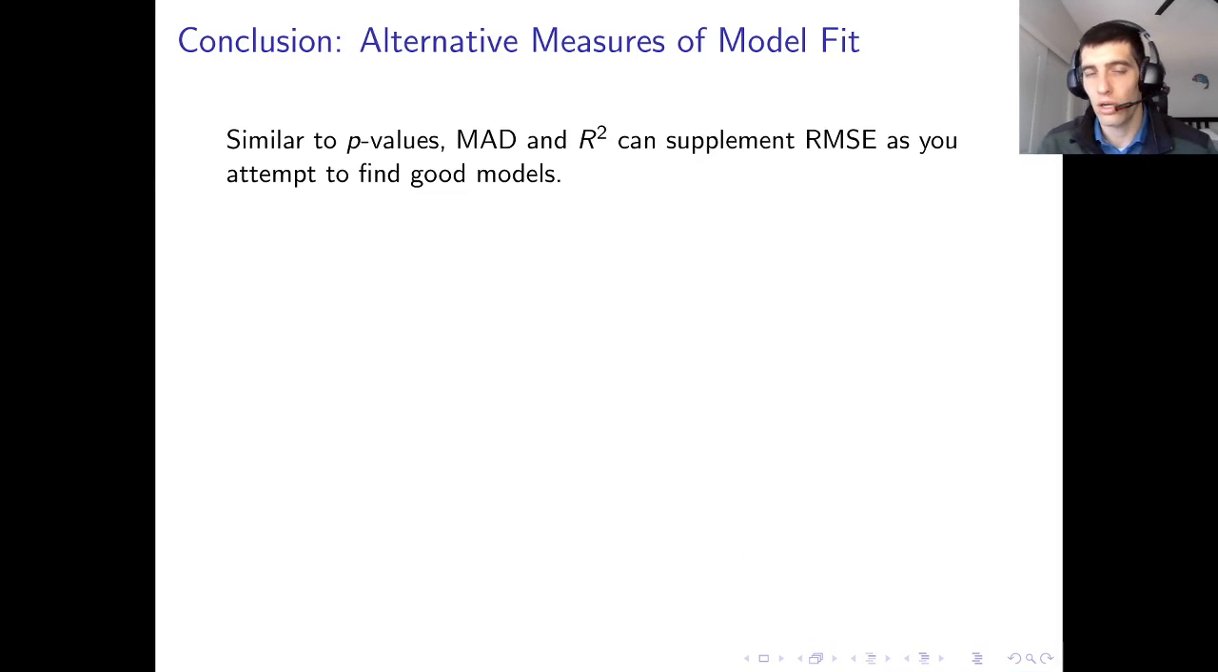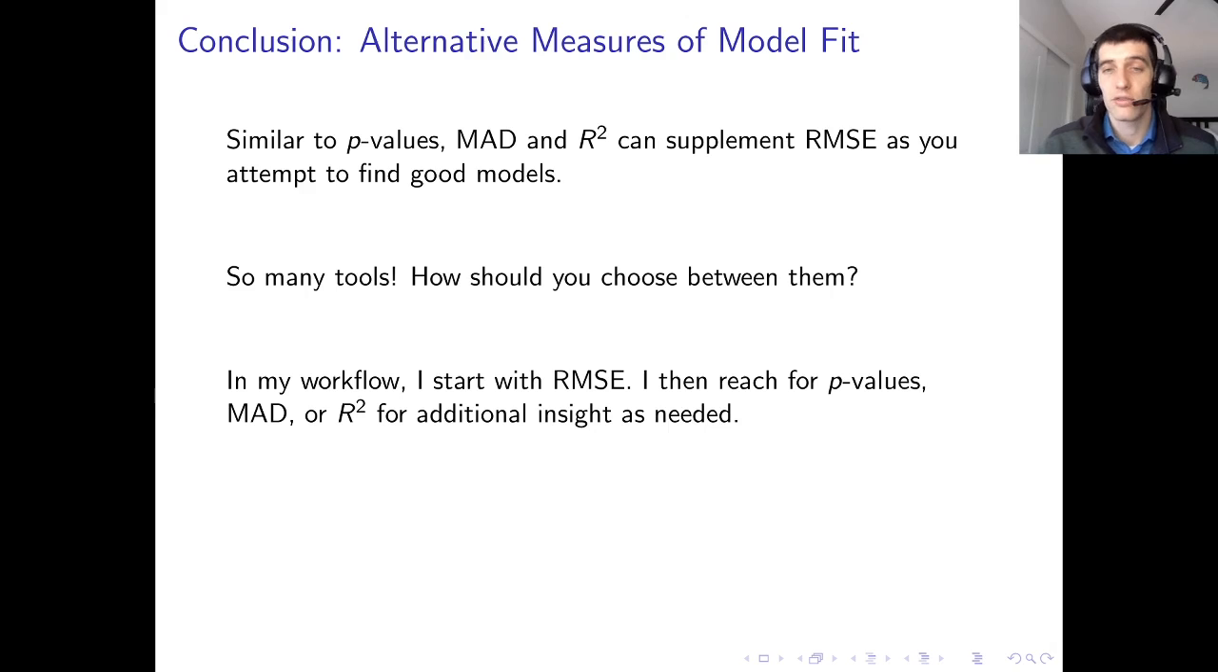Okay, so let's conclude our alternative measures of model fit. We have a lot of different ways to assess models. Once we've diagnosed our modeling assumptions and figured out which ones are reasonable, we can use p-values. We've looked at mean absolute deviation and R squared. These are all supplements to RMSE, which you can use as you attempt to find good models. My advice is that I start with RMSE. When I'm fitting models, I just use RMSE, and then I reach for p-values, mean absolute deviation, or R squared for additional insight as necessary, but RMSE is my primary driver of model fit.